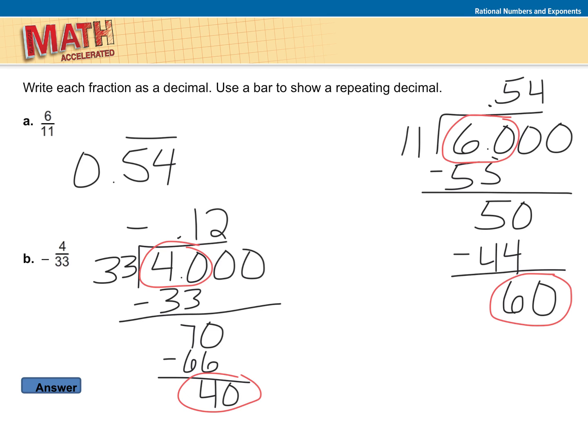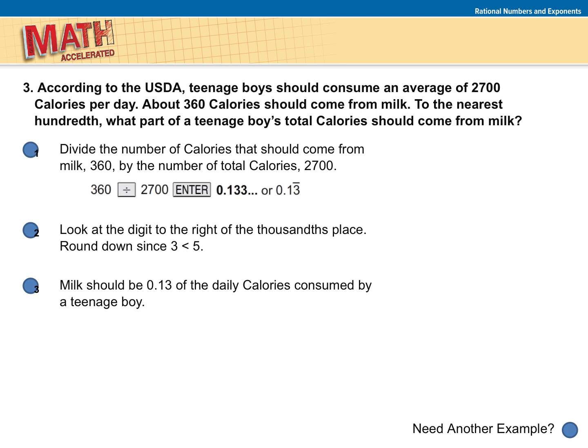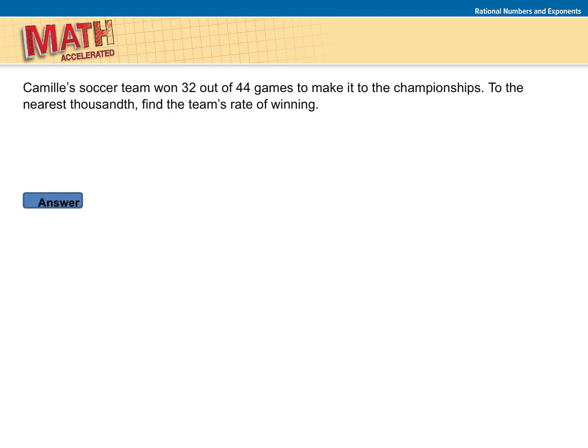So what's our answer? How do we write it? Negative 0.12 repeating, with a repeating bar. Don't forget that negative. All right? Any questions over this before we move on? No. All right.